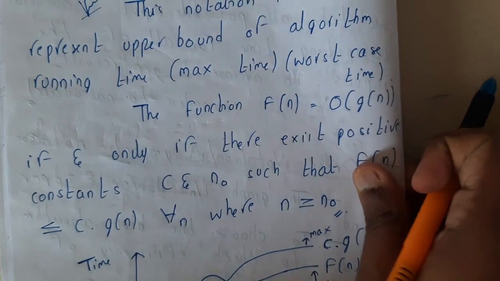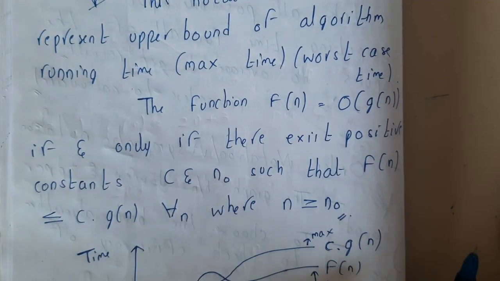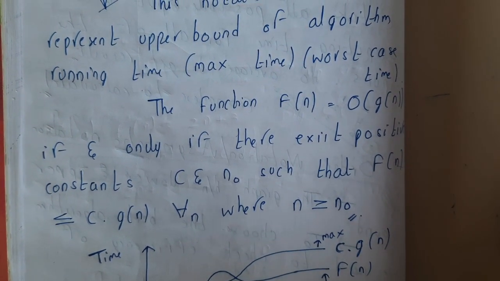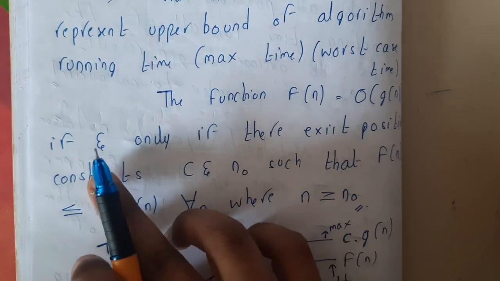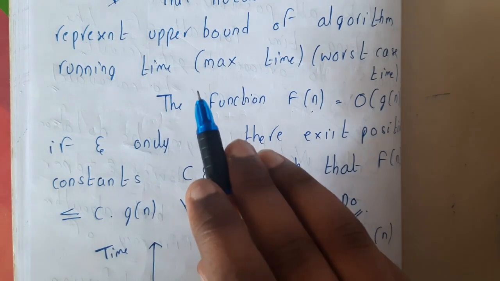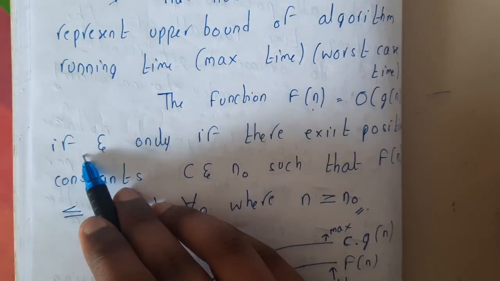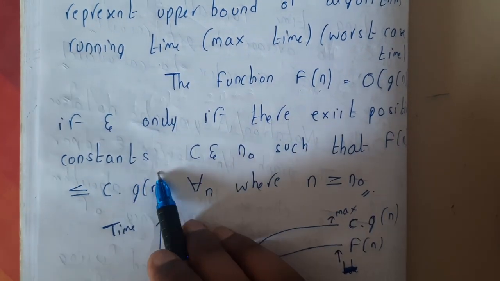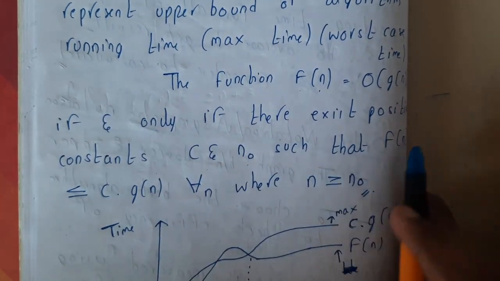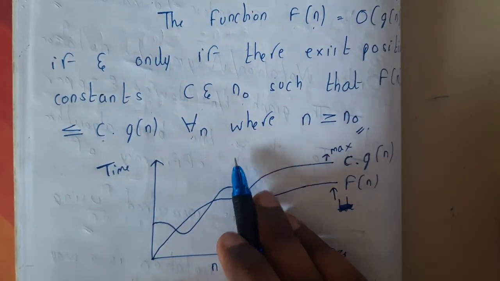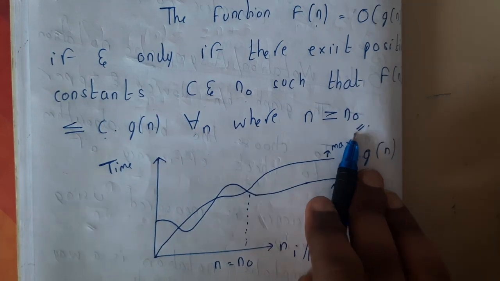Okay, so now let us go through the original definition that you will find in the books. For a function f of n, the time complexity, f of n is big O of g of n if and only if there exist positive constants c and n naught such that f of n is less than or equal to c times g of n for all n where n is greater than or equal to n naught.